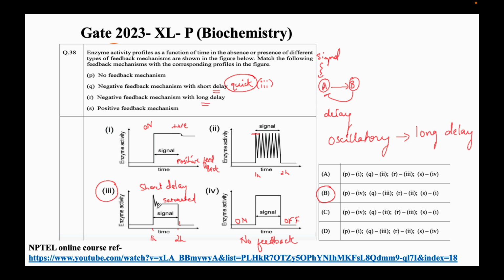And here the oscillations are dampening. This dampening of oscillations is seen in short delay, okay. So the third profile is Q, short delay, and finally we have oscillatory behavior seen in the case of long delay negative feedback mechanism, okay. So the correct option is B.